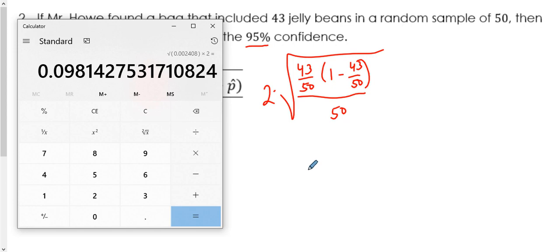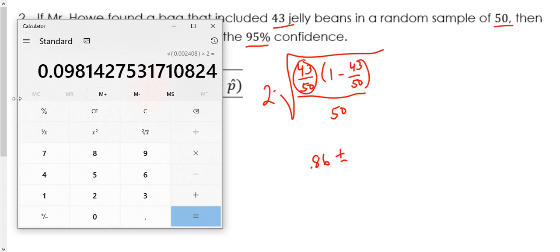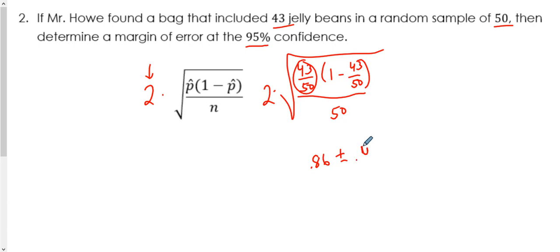So we could say 0.86 was what we got from 43 out of 50. So 0.86 plus or minus 0.098. This 0.098 right here is our margin of error. Not the whole thing. This 0.86 is what we call our sample mean. All right, so that's how that works.